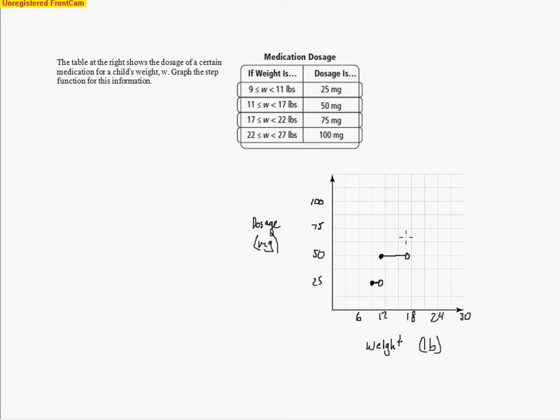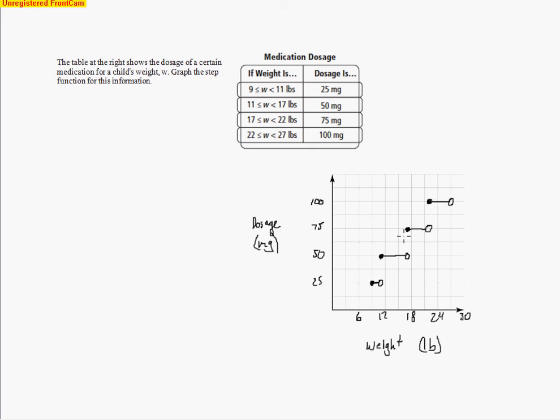And then at 75, I've got a solid circle on 17, because a 17-pound child will get the 75 milligram dosage all the way to 22. So this value is 21. 22 is going to be about right here. It's going to be an open circle again, and the line drawn to it. And then at 22 pounds, you get the 100 milligram dosage. So it's going to be a solid circle all the way to 27 pounds, which will end up being right here. And then we go ahead and draw the line between.